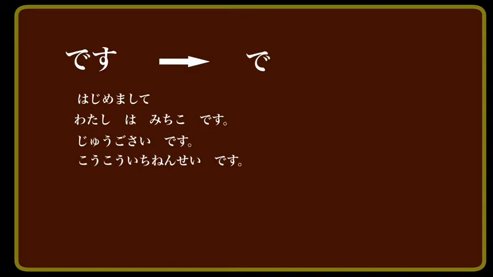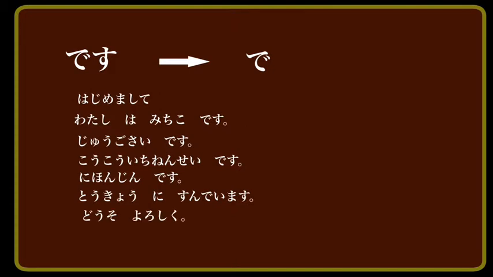I am Michiko. 15歳です. I'm 15 years old. はじめまして。私はMichikoです. 15歳です. Then we might say, 高校1年生です. I'm a year 10 student, or first year of senior high school in Japan. Our self-introduction may continue by giving information about our nationality. 日本人です. I'm Japanese. And then we might tell them where we live: 東京に住んでいます. I live in Tokyo.